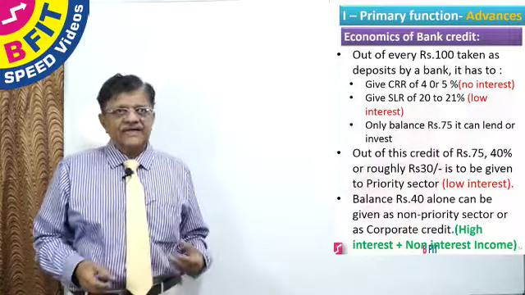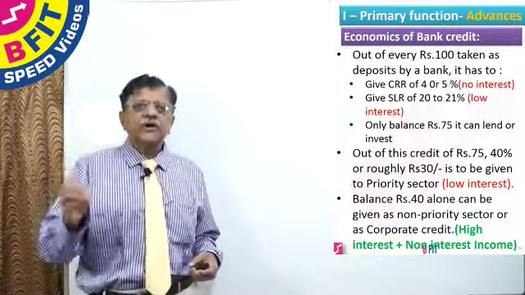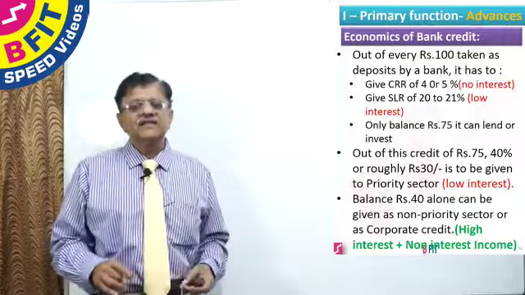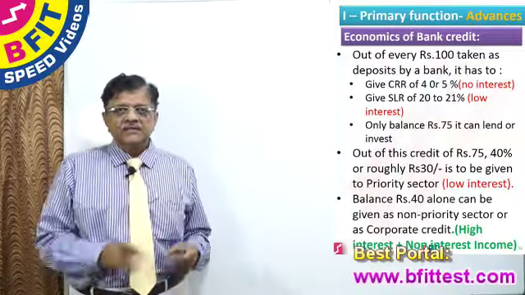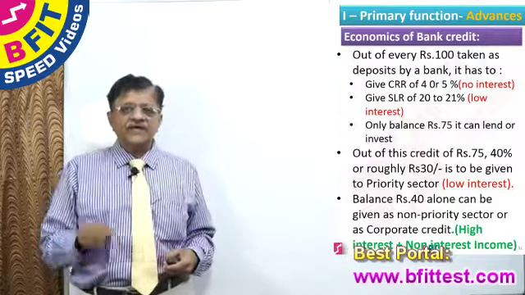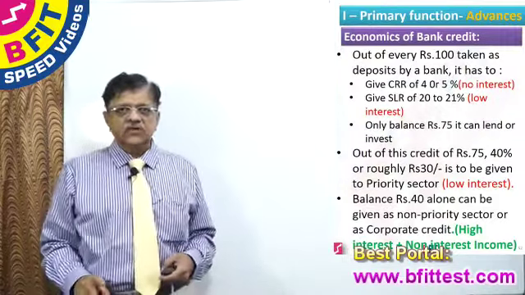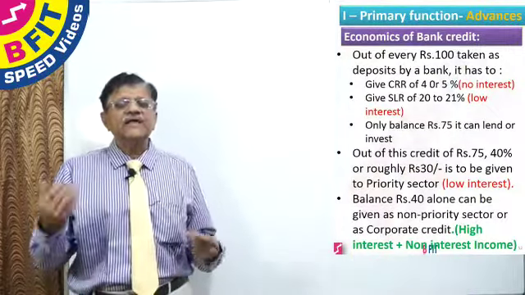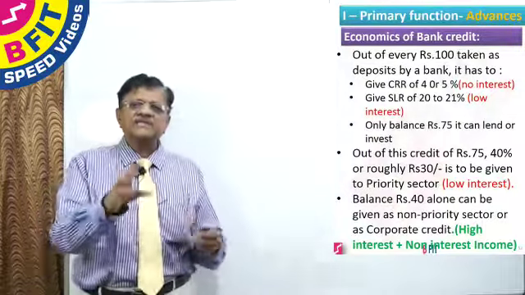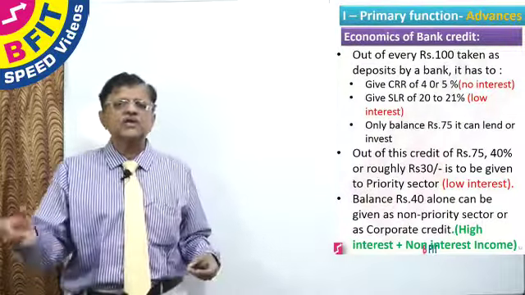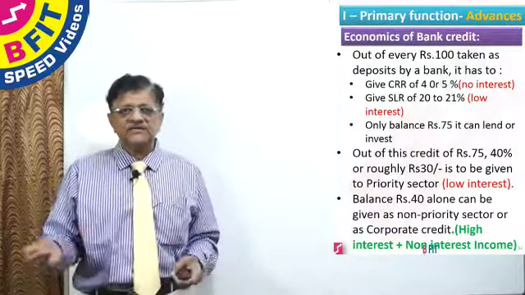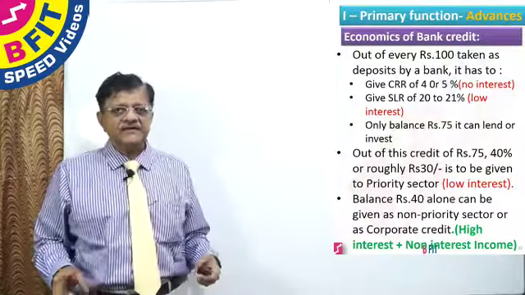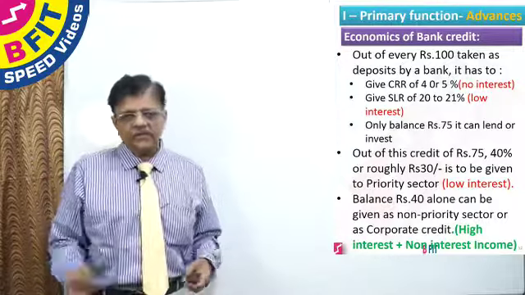Then it has to spend another 20 rupees by way of SLR to another demigod, namely the Government of India. The bank has to keep another 20 rupees in Government of India bonds. Only after doing these two things, whatever is left, that only is available for the bank for lending. Approximately 25 rupees is gone in these two ventures. It has to also keep some cash, approximately 1% of the total deposit, for meeting its requirements. Whenever the customers come and demand money, they will pay it. So the remaining 75 rupees approximately is available.